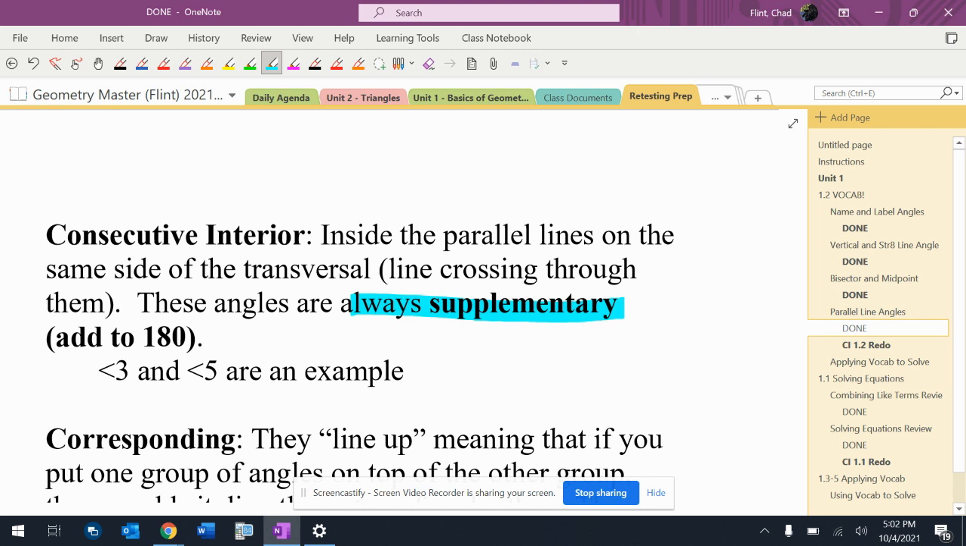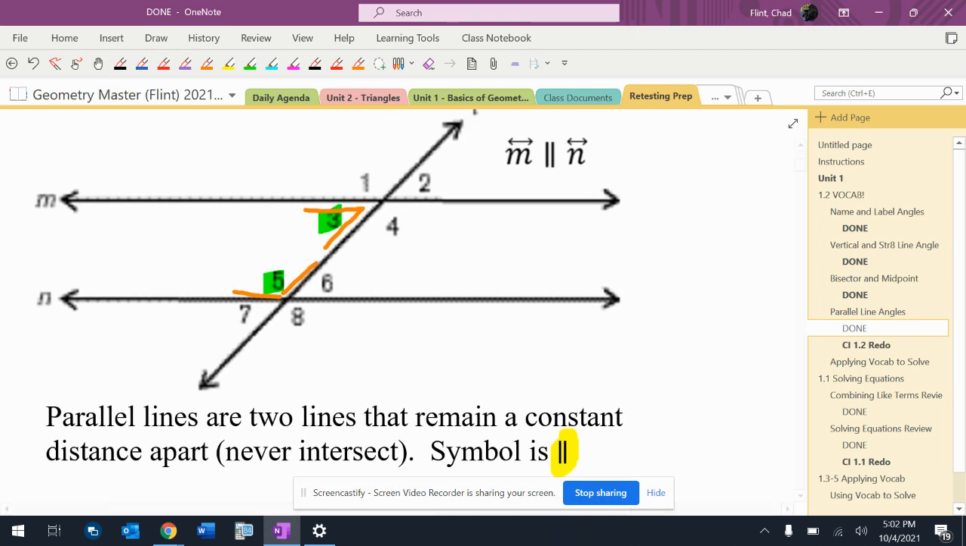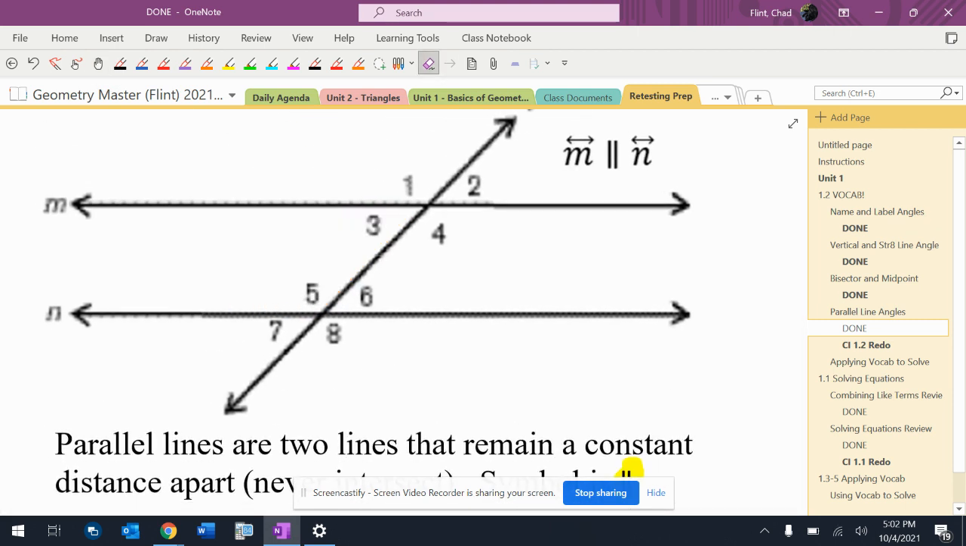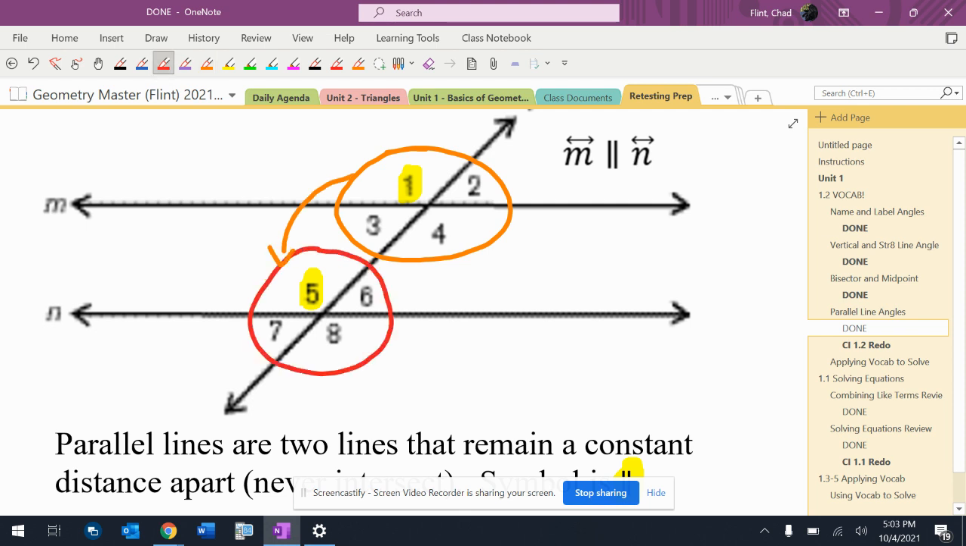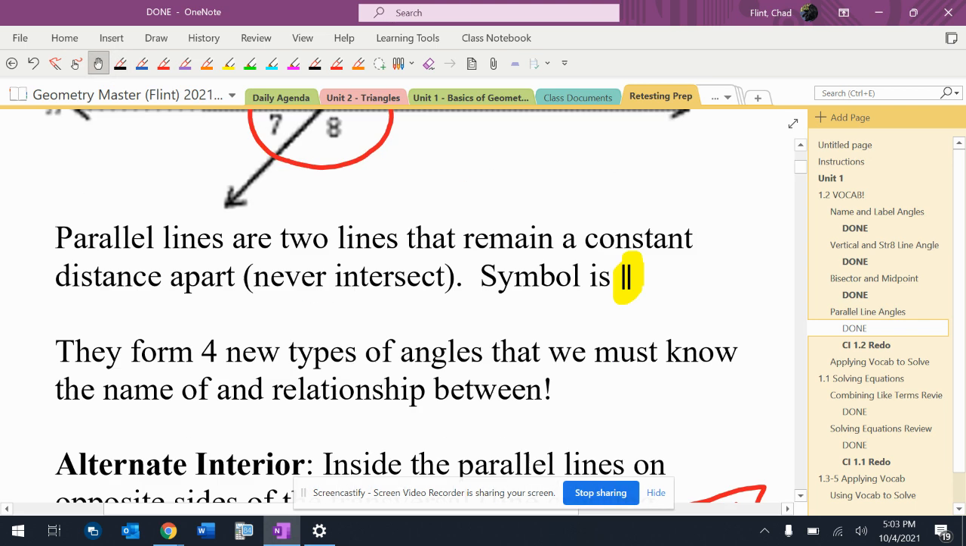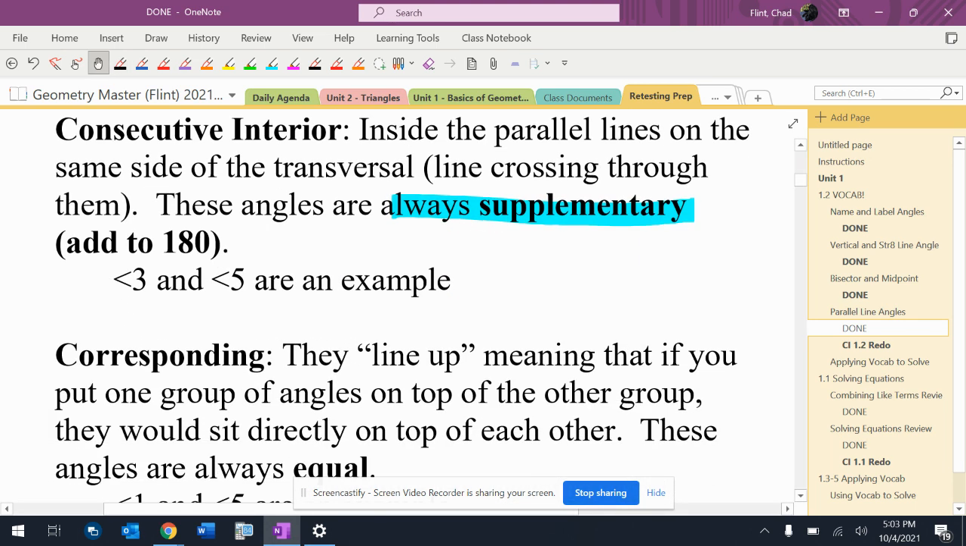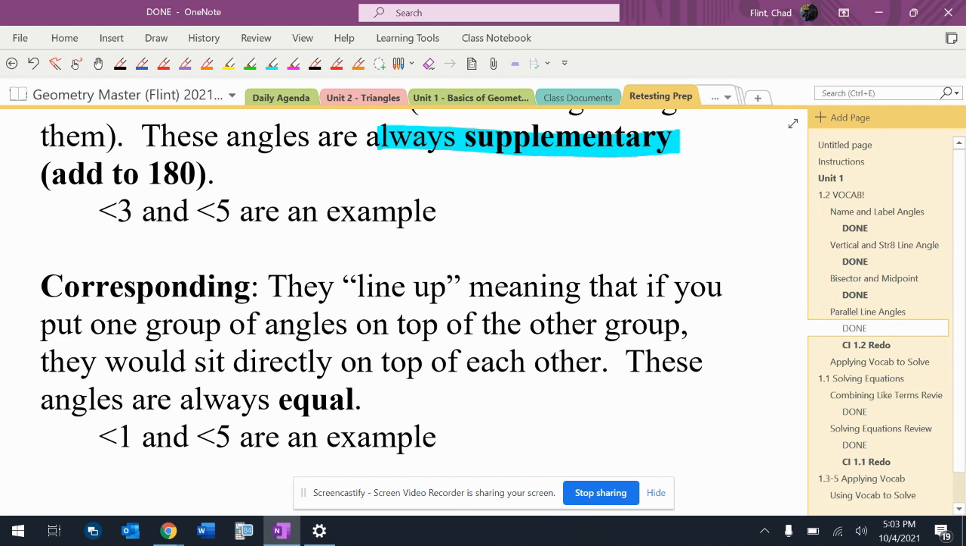The last kind of angles out of the four were corresponding. Corresponding are the angles that kind of line up. So they would be, for example, angle 1 and angle 5. That's where a lot of people remember it like this: if I took this circle and placed it on top of this circle, the 1 and the 5 would line up. They'd be in the same spot. So that's what corresponding means. And if I scroll back down there for a second, the corresponding angles are also equal.